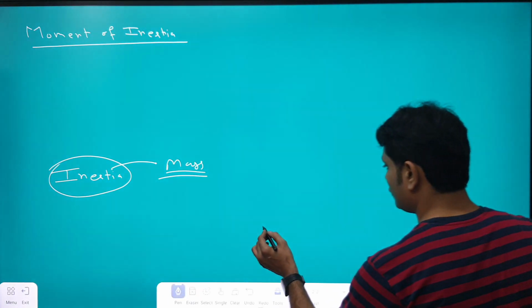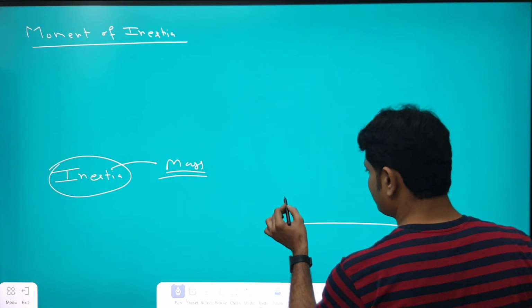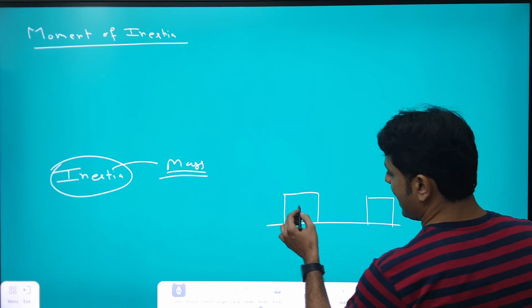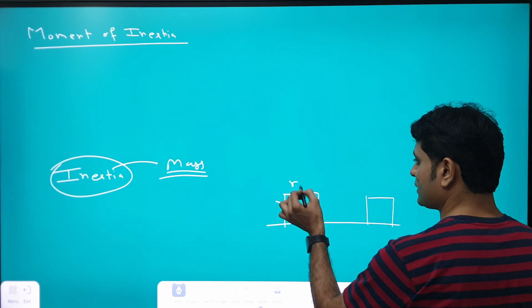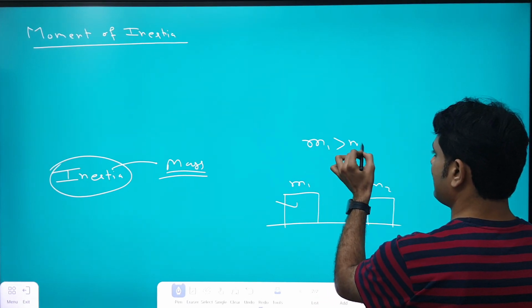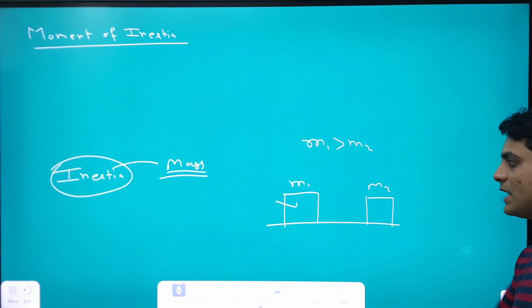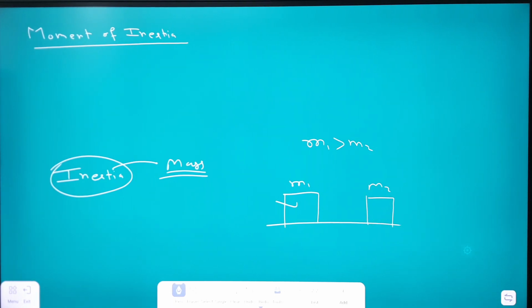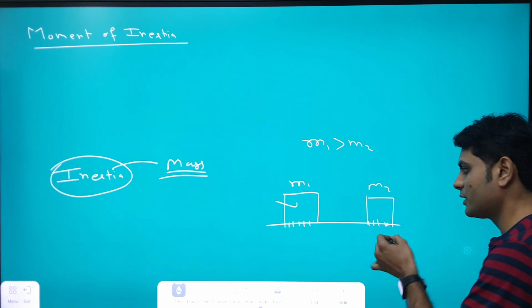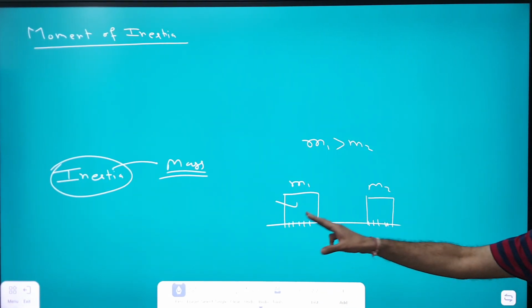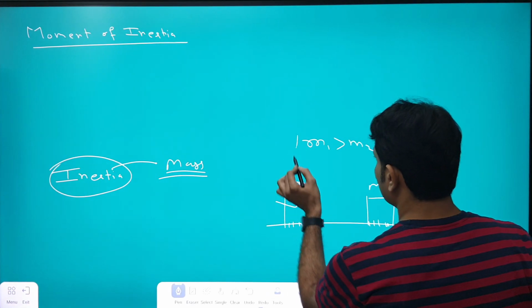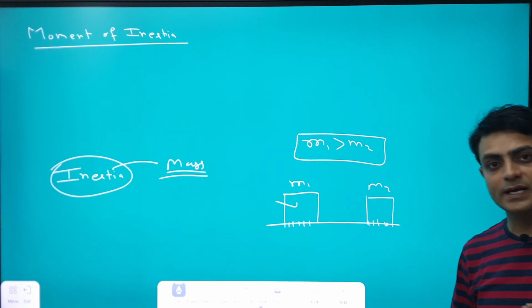Imagine two persons, or we can say two objects. One is the heavier one, one is the lighter one. In this case, the heavier one will have more inertia. If this mass is m1 and this mass is m2, and m1 is greater than m2, then we can say m1 has more inertia. It's given that the frictional forces between the surface and the masses are the same. So if the frictional forces are the same, the greater the mass, the greater the inertia. I think the concept regarding inertia is clear.